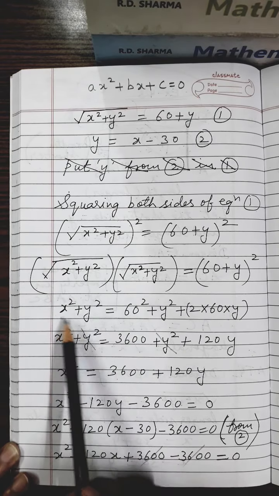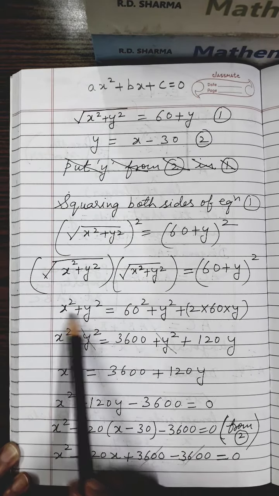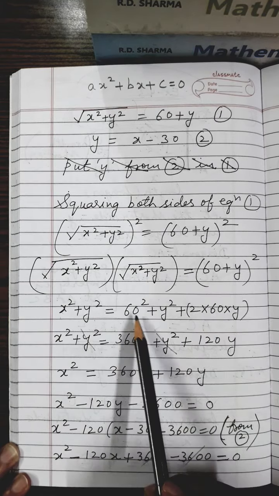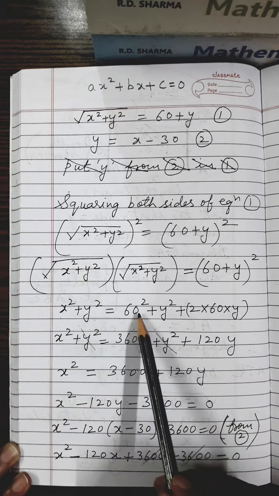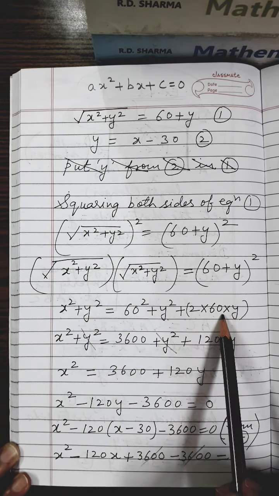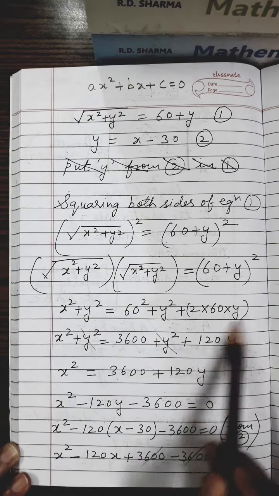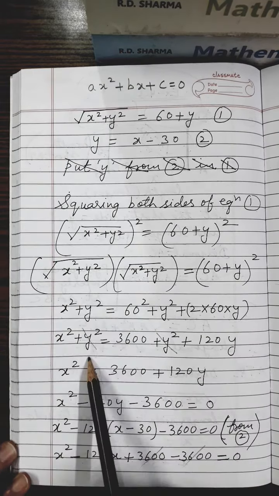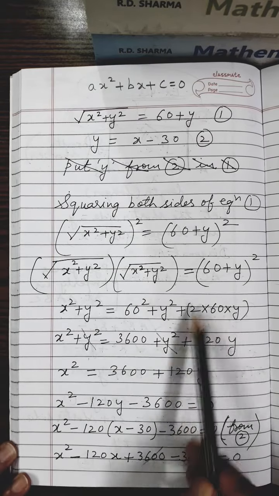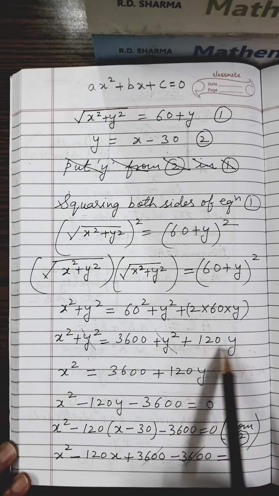Next step, in the left hand side it becomes x square plus y square. Here you apply the formula (a plus b) whole square means a square plus b square plus 2ab. So it becomes 60 square plus y square plus 2 into a into b, means 2 into 60 into y. This is the identity we have used. Left side as it is, 60 square becomes 3600, y square as it is, multiply 2 into 60 into y gives you 120y.